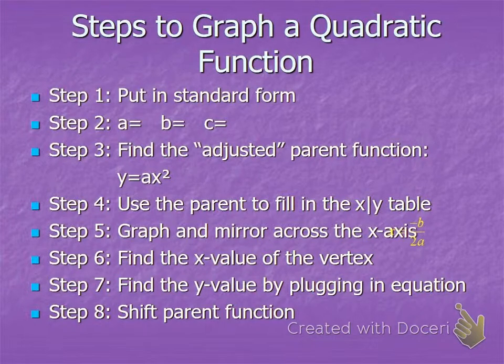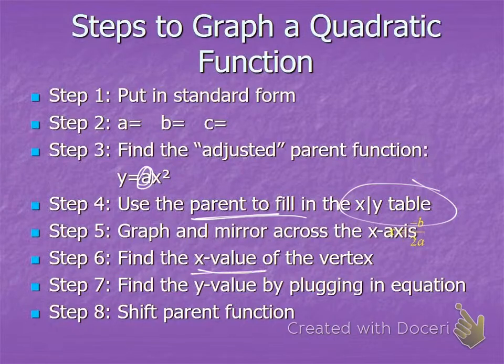So the parent function is y equals x squared, where A is 1, but we'll graph y equals whatever A is. We'll include A in that adjusted parent function because we're going to take that adjusted parent function and then move it around, right? We will use that adjusted parent function to fill in an xy table. We'll just choose some x's and plug in and find out what y is. We'll graph and mirror across the x-axis. Because it's symmetrical, we'll just do the same on both sides.